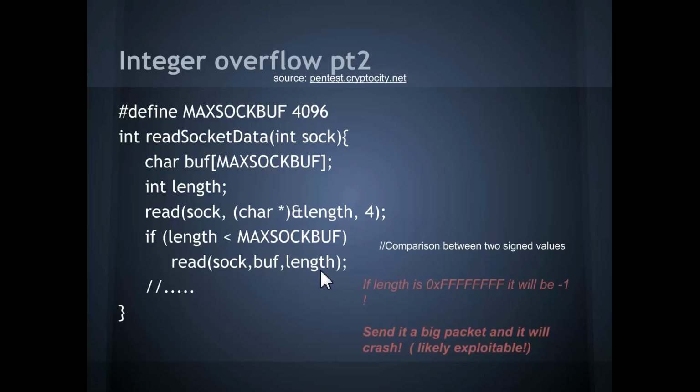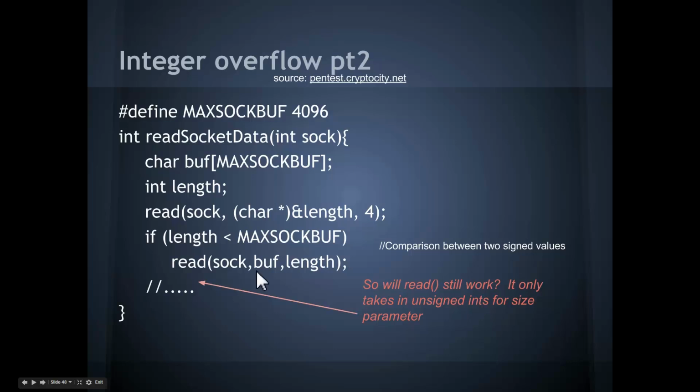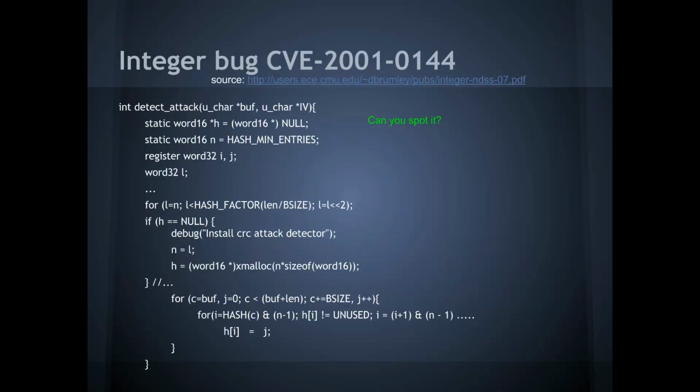So if you send it a very, very large packet, at the end of the day it will cause a crash and perhaps lead to potential exploitation. The question is, will read still work because this is a signed integer? Effectively, yes, it's going to get typecast to size_t, and so it's going to get used as an unsigned integer in the function. That may be compiler dependent, but in most cases it's not.